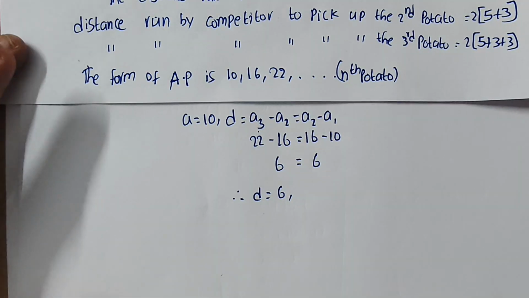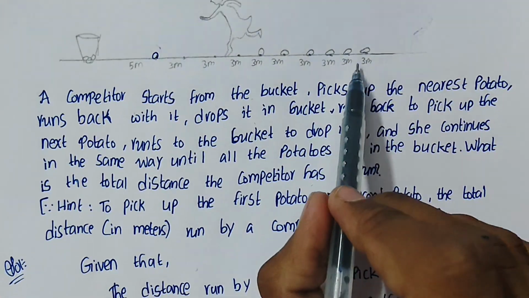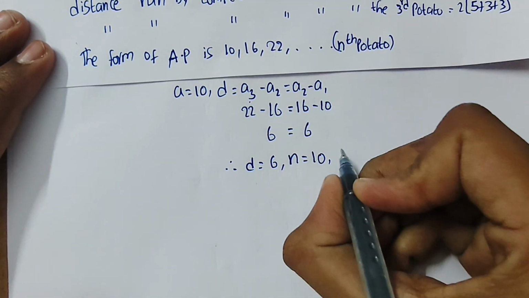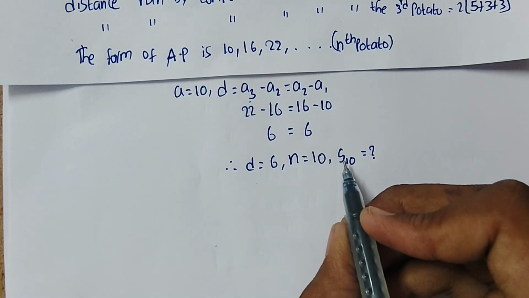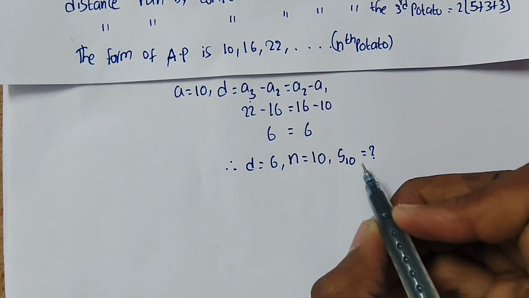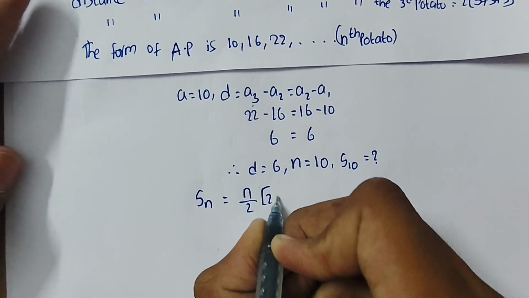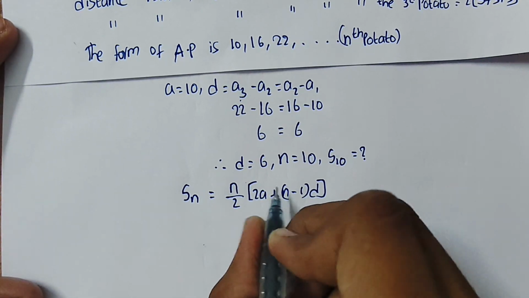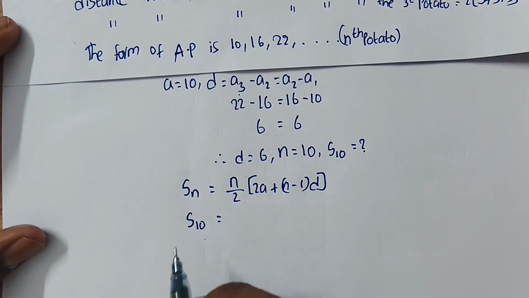And here we also know the value of n, that is how many potatoes they kept in the straight line, 10. So the value of n will become 10 and they ask you to find the sum of 10 potatoes distance taken to put it in the bucket. So we know the formula of S base n, that is n by 2 into 2a plus n minus 1 into d. Understand? This is the formula for S base n. S base 10 means sum of 10 terms, the sum of 10 potatoes distance.